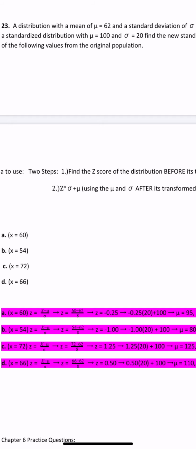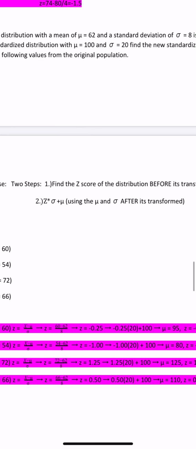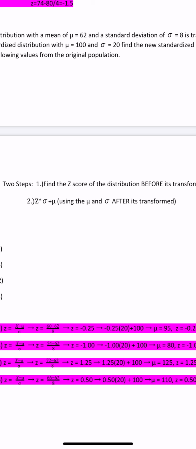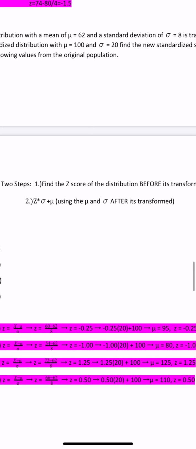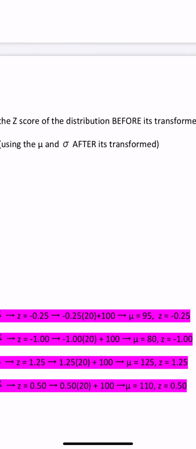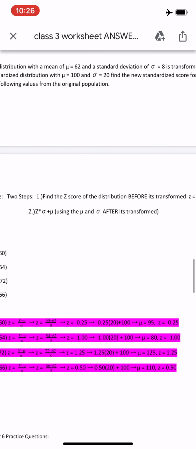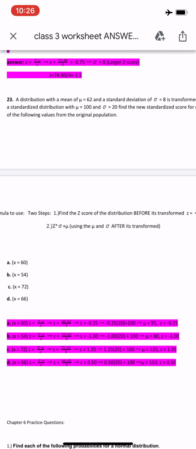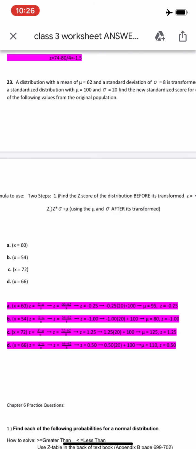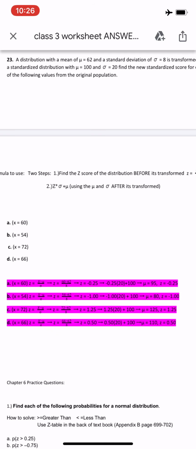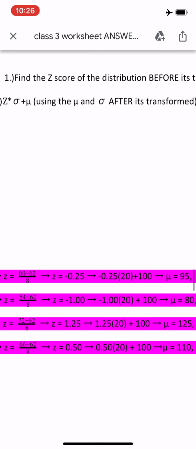Now we plug it into this formula, and we take that negative 0.25 times 20 plus 100, right? Because 20 is the new standard deviation and 100 is the new mean, right? And we are able to get the new standardized score, which is 95, okay? And again, you do that for each of these questions.